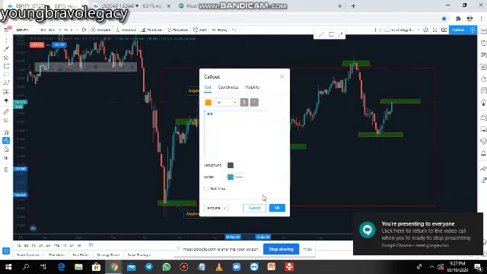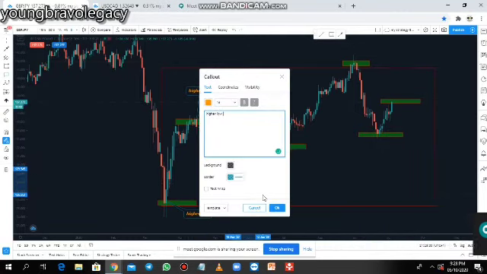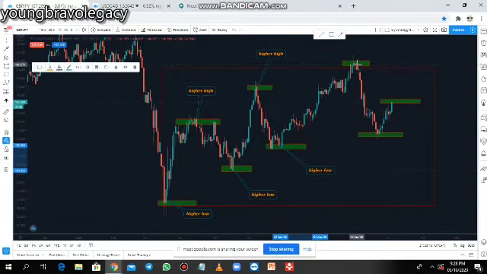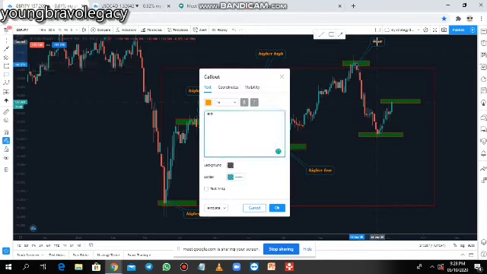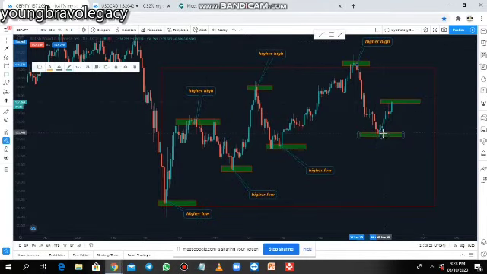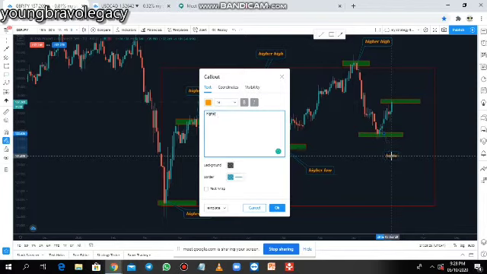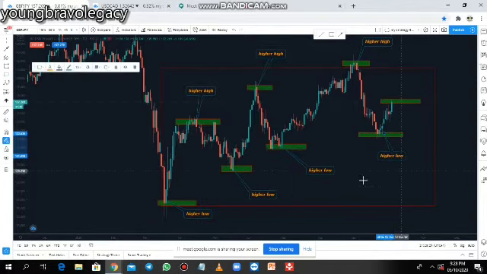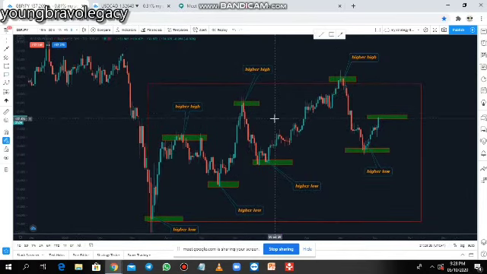This is our higher high, this is our higher low, this is our higher low, this is our higher high, this is our higher high, this is our higher low. This is our higher high. This is our higher low. You can see this clean uptrend on the GBPJPY daily time frame. This is our trend here.